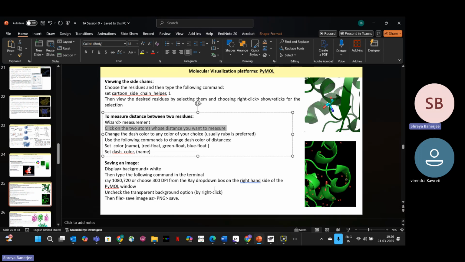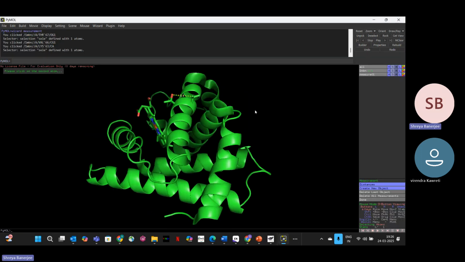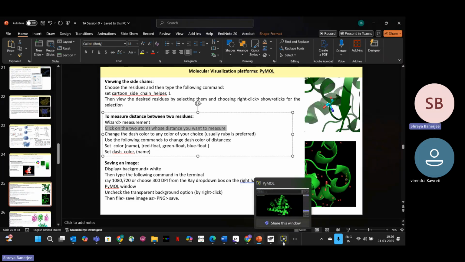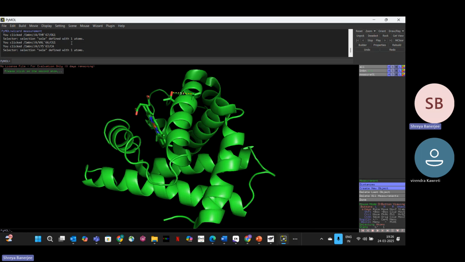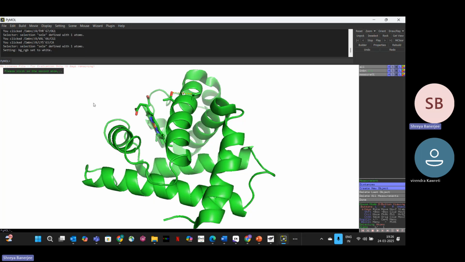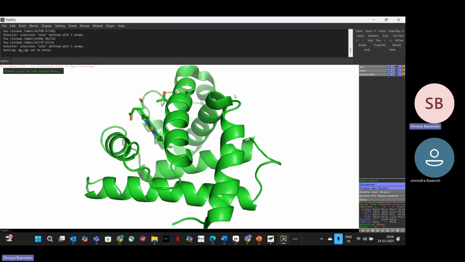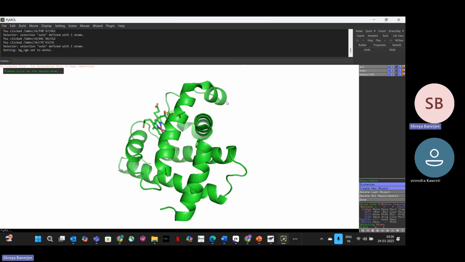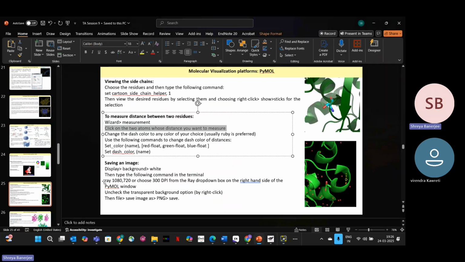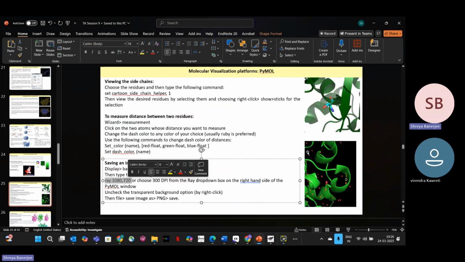Now suppose I want to save this image which is showing the 5.1 angstrom distance between these two atoms. Then I will go to display background white. Any paper, wherever you see PDB images, it is on a white background. So you have to first make the background white. So you can see, and I will orient it in a nice orientation which I want for my diagram. So suppose I orient it like this. Then I have to type in this command, ray, which will give a high resolution image.